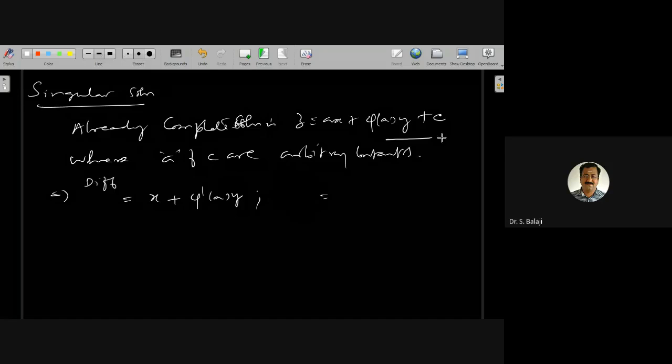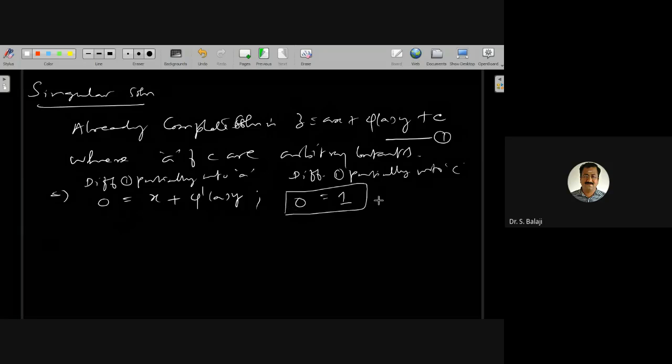Differentiate this 1 partially with respect to a. There is no a here, therefore it is equal to 0. Here a is there, but in this term there is no a, 0. Similarly, differentiate 1 partially with respect to c. There is no c, 0. But here c gives 1. So 1 equal to 0 is a wrong conclusion. This is absurd. This is totally a contradiction: 1 equal to 0 here.